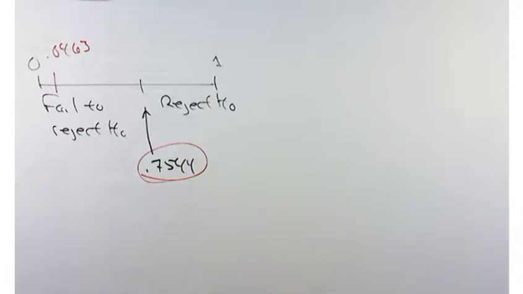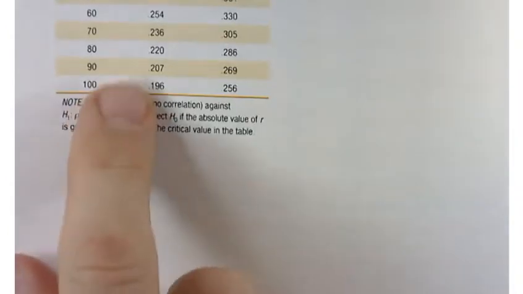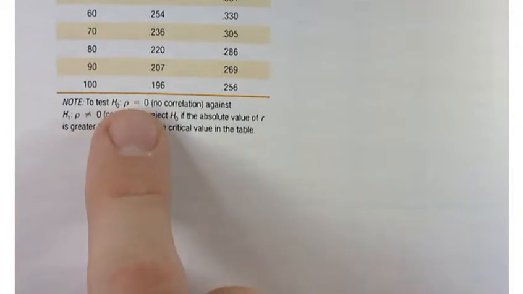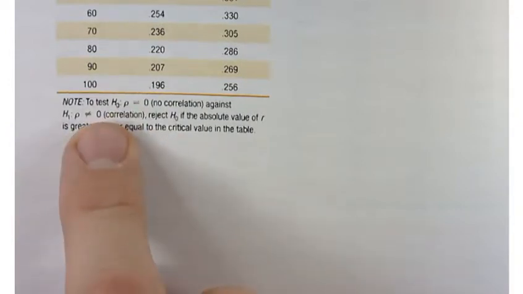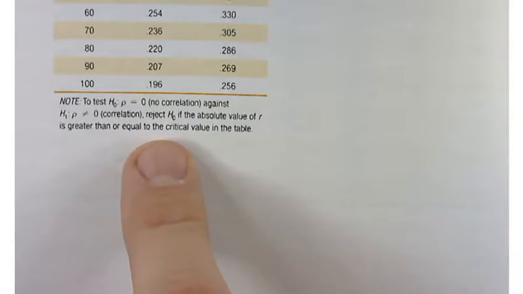Now, if you didn't have StatDisk, you could get that number from the back of your book. It's table A6. I'm trying to remember, is it page 690 something? Yeah, 692. It tells you exactly how to do this test. Down at the bottom of your table, it says we're testing no correlation against a correlation, so essentially a flat line versus a line that has a slope. And you're going to reject if the absolute value of R is greater than or equal to the critical value.